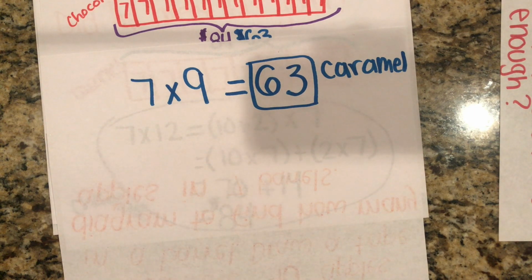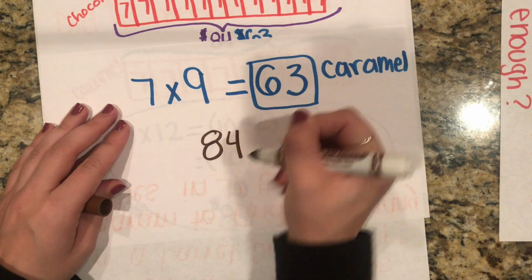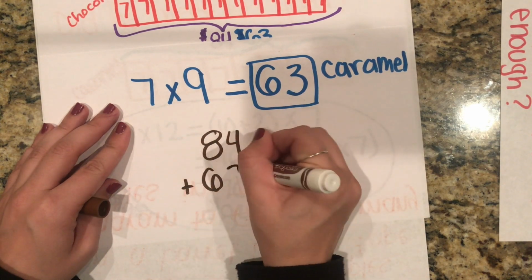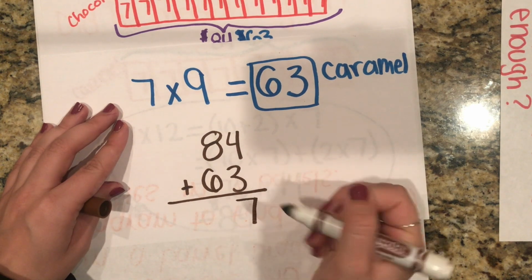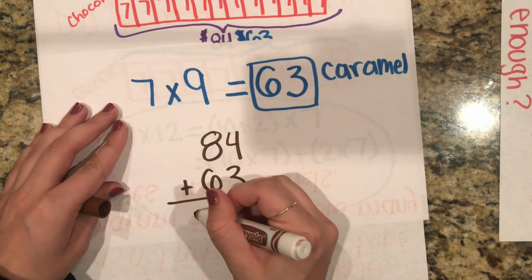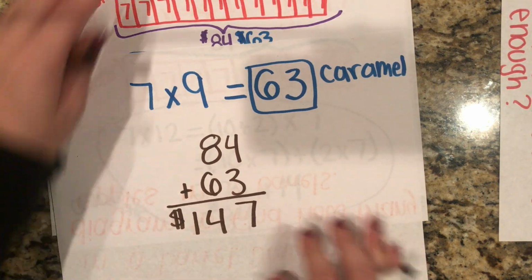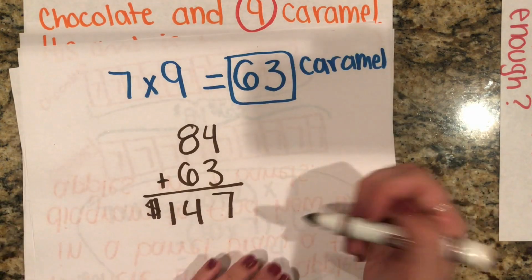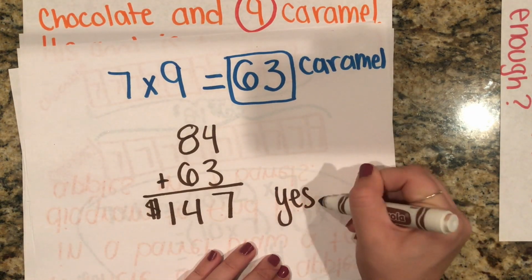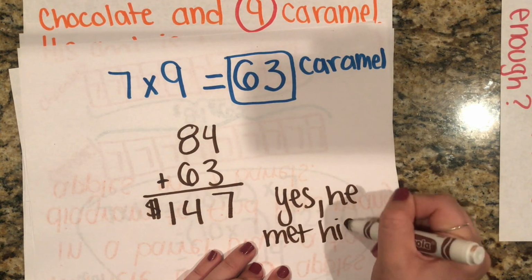So I'm going to take my first product, 84. I'm going to add my second product of 63. 4 plus 3 is 7. 8 plus 6 is 14. So he made $147. And his goal was $100. So I know that he met his goal. So I can say, yes, he met his goal.